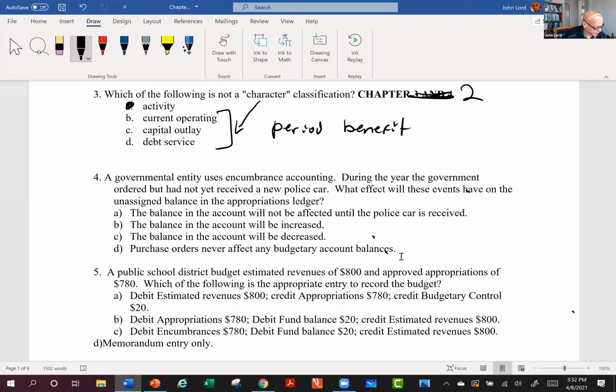Now, this question is a little bit funky in that they say the unassigned balance in the appropriations ledger. I think it would be better to say the available balance. They shouldn't have used the term unassigned, because unassigned is very specific to our understanding of how we label fund balance. So why don't we just say the available balance in the appropriations ledger and not call it unassigned, okay? And so I'm going to erase this up here because I want this space to answer this. Let's just go through an example and see how we would use our understanding to answer this question. So let's say I have an appropriation.